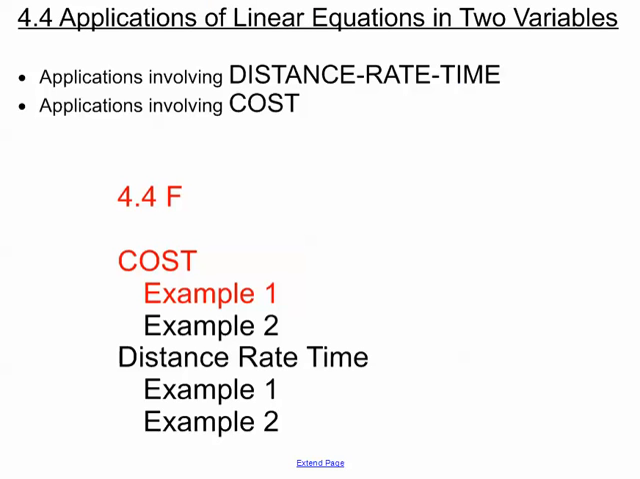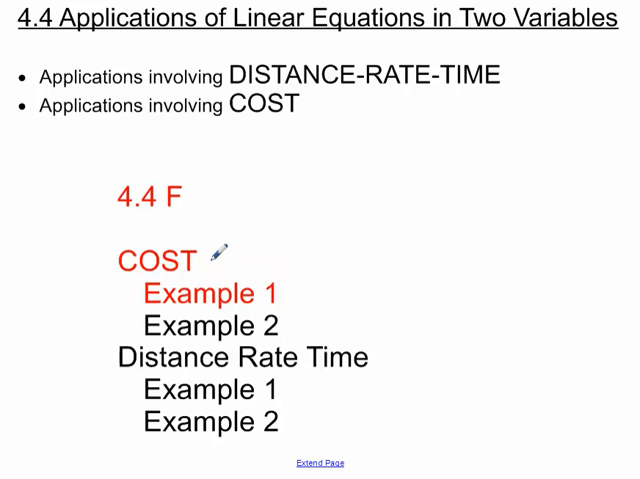Alright, so this is 4.4. Again, I split up 4.4 because there are so many different examples. The first section involved principal and interest and mixtures, and this involves cost examples and distance rate time. So I wanted to split it up to give each one enough time to get some examples done. I didn't want to overload too many examples right away. So that's why we're doing 4.4 again with cost examples this time.